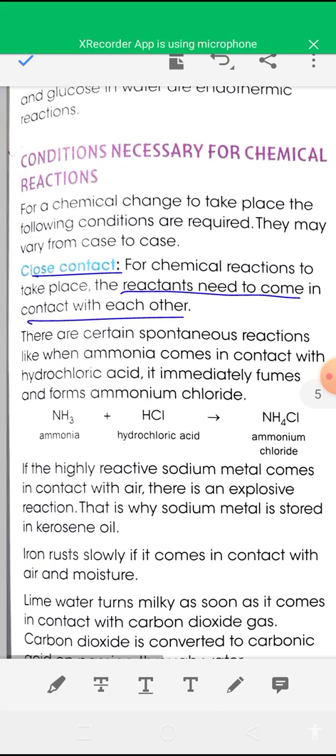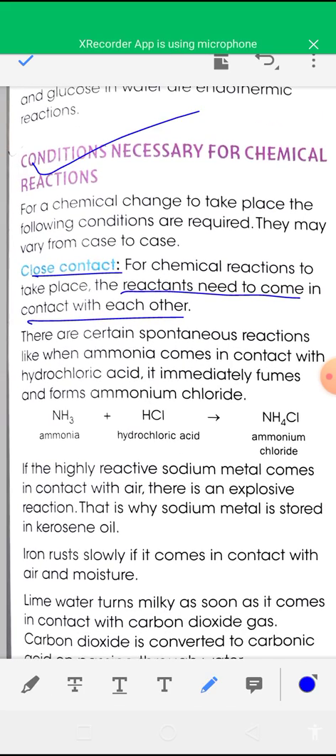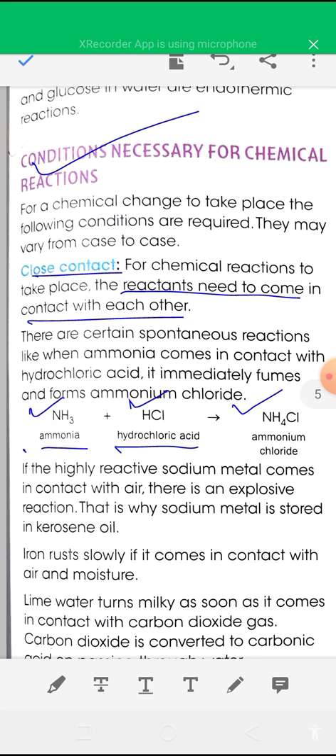So, conditions for a chemical reaction. For example, when ammonia gas comes in contact with hydrogen chloride gas, it will produce solid ammonium chloride. So close contact is the most important condition for a chemical reaction.